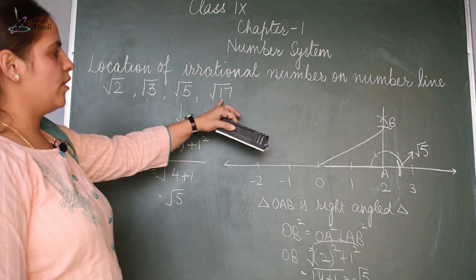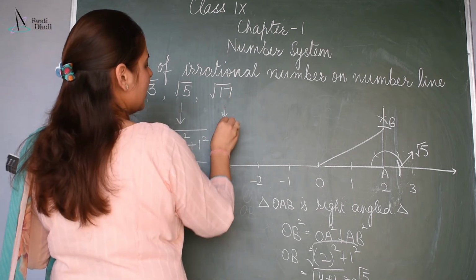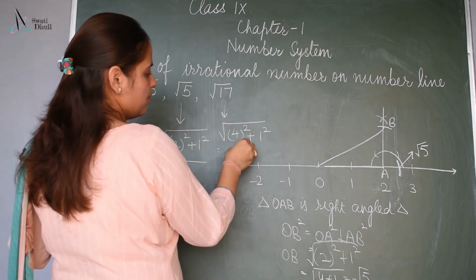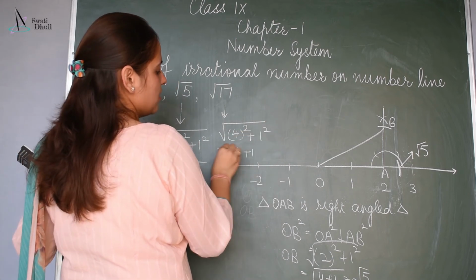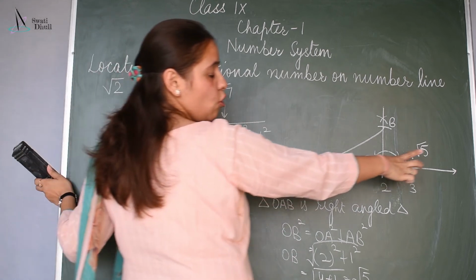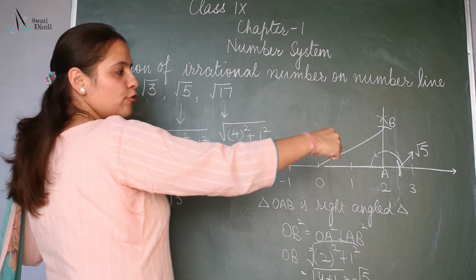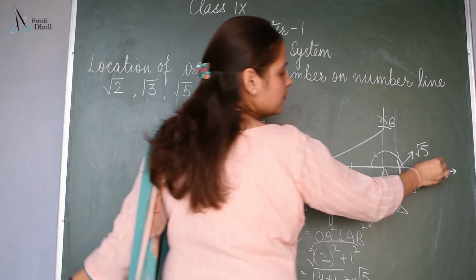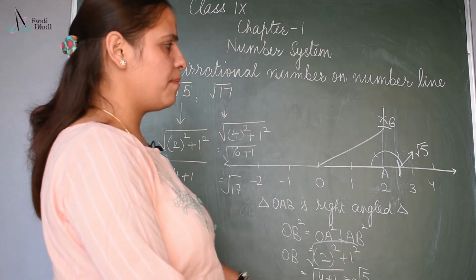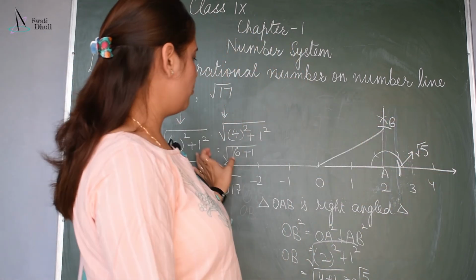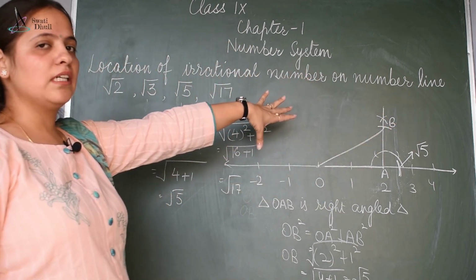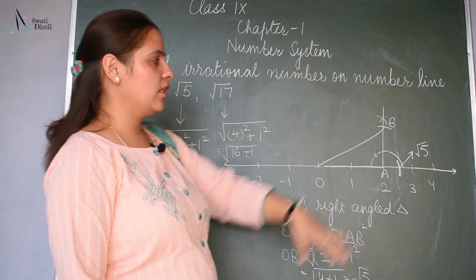So similarly you can draw root 17 also, that is 4 square plus 1 square, that means 16 plus 1, so that is root 17. You have to take the base as 4 unit distance, and then draw a 90-degree angle at this point 4, and then draw a perpendicular to it. Then measure 1 unit distance, mark an arc and then join it, and whatever distance you get, draw it on the number line.